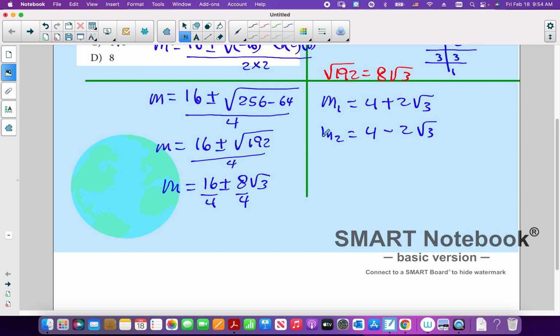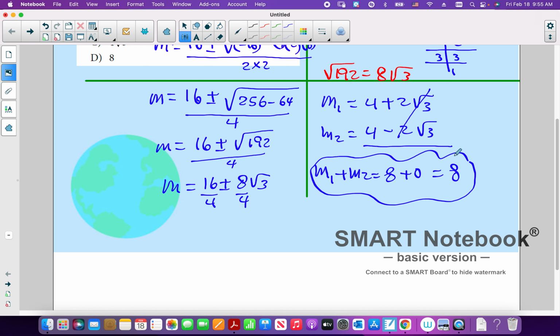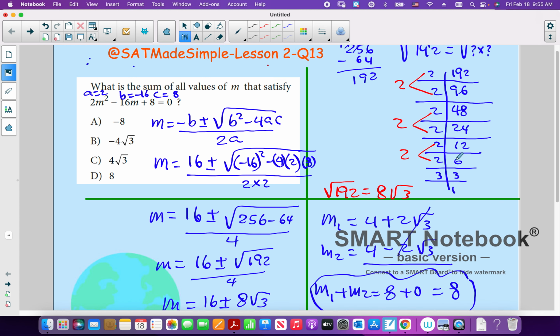He wants the sum of the values of m, so that is m1 plus m2. If I add them, that will give me 8, and the root 3 terms will cancel, plus 0, so the answer is 8. So the sum of all possible values of m is 8, making my correct answer D.